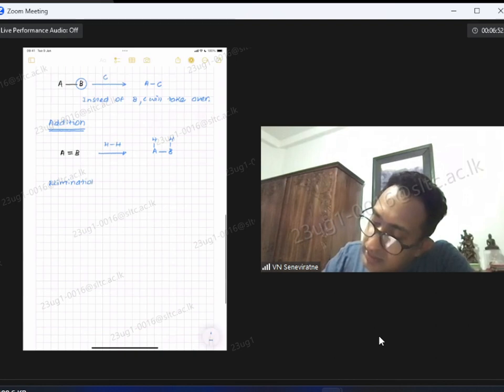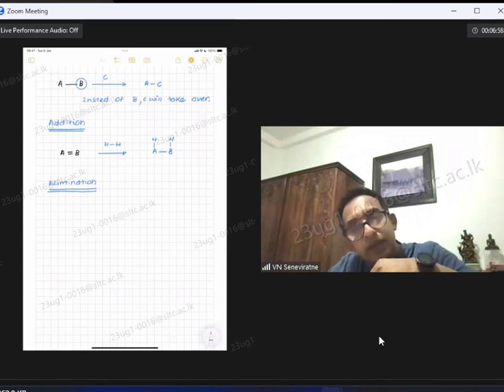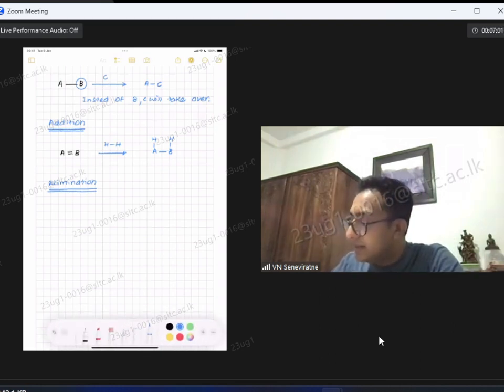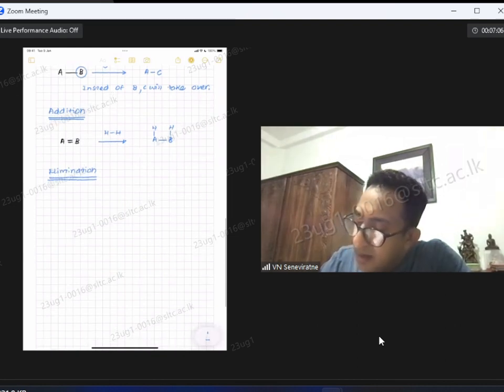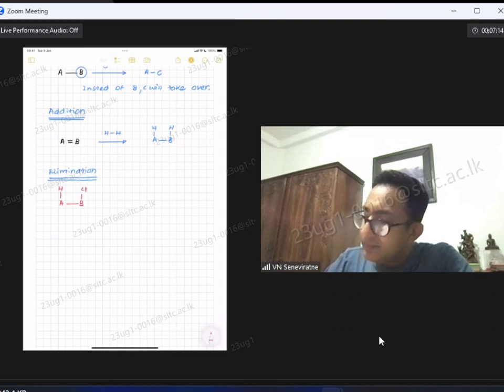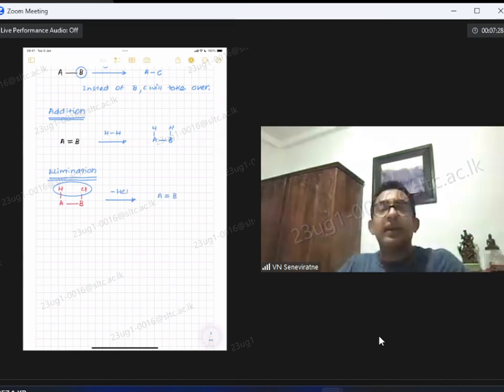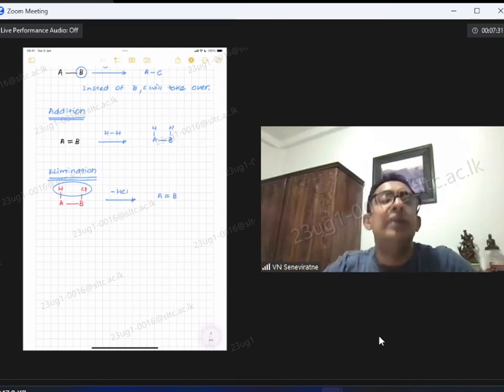Elimination means, you know what elimination is, completely removed, right? Let us say you have A and B, and then let us say that A has a hydrogen, and this B has some other atom, like chlorine, something like that. This molecule is completely removed. That is called elimination. Yeah, removal, elimination. So you get A and then B. One complete molecule is completely removed, elimination.